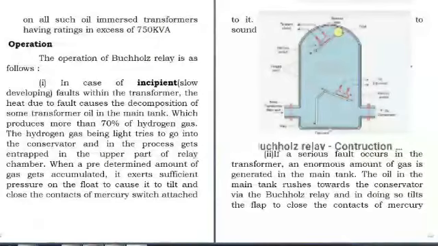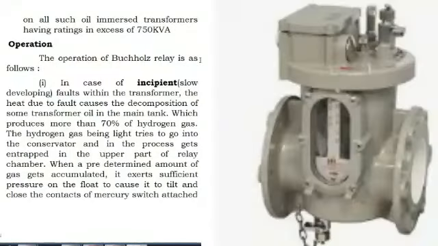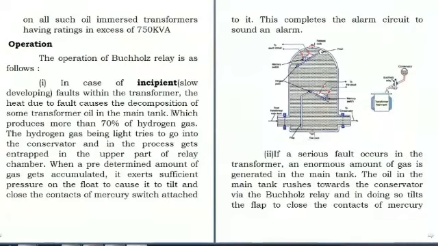If the transformer rating is in excess of 750 kVA, this type of relay can be used. This is advisable in case of incipient, that is, slow developing faults within the transformer. The heat due to the fault causes the decomposition of some transformer oil in the main tank, which produces more than 70% of hydrogen gas. The hydrogen gas, being light, tries to go into the conservator.